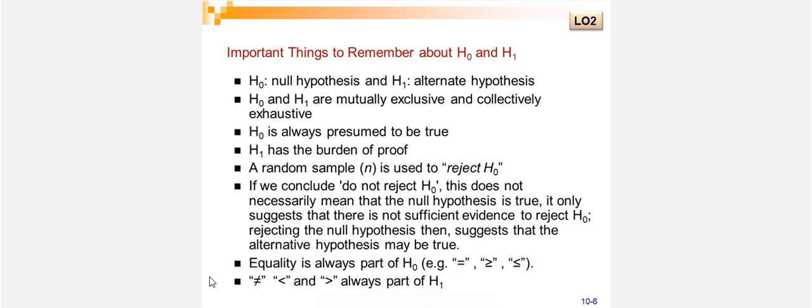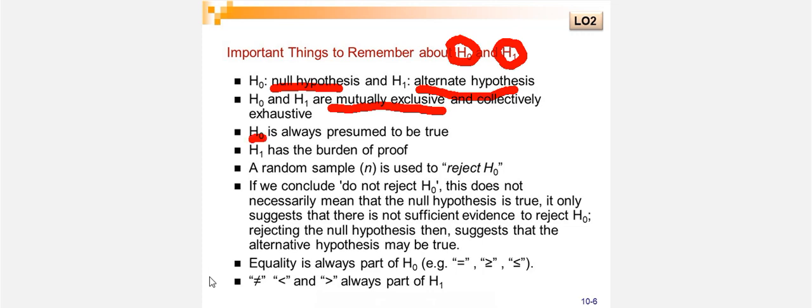Important things to remember about H0 and H1. H0, null hypothesis, and H1, alternate hypothesis. H0 and H1 are mutually exclusive and collectively exhaustive. H0 is always presumed to be true. H1 has the burden of proof. A random sample n is used to reject H0.